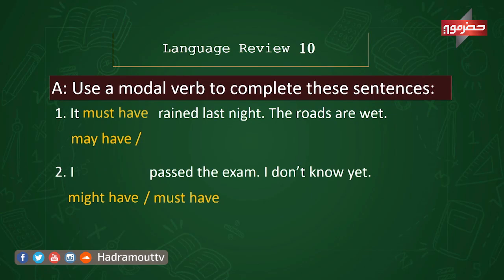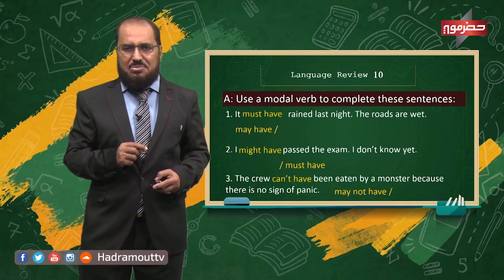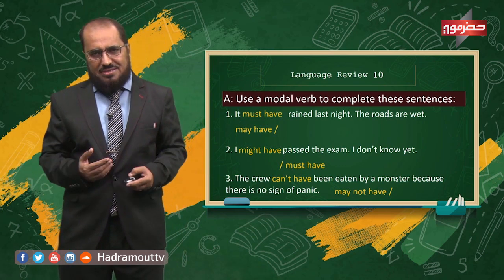Might have or must have? I don't know yet, so it will be might have. Number 3: The crew being eaten by a monster, because there is no sign of panic. What we have discussed before, the picture. The crew may not have or can't have? Which one? Because there is no sign of panic, of trouble, it will be can't have. The crew can't have been eaten by a monster because there is no sign of panic.